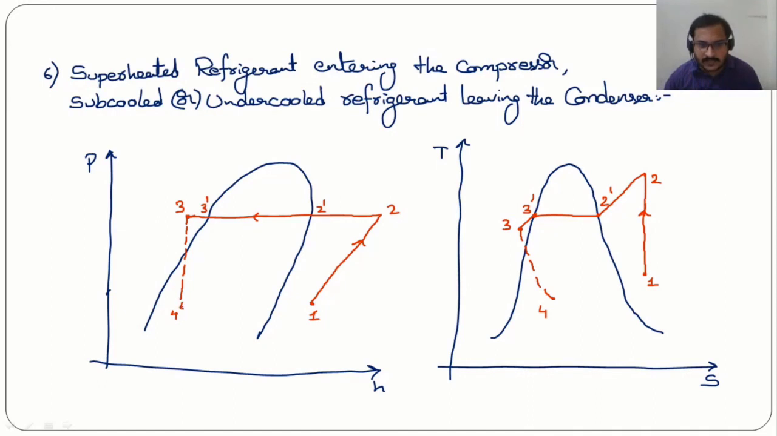Then 4 to 1, at constant pressure there will be vaporization in the evaporator. Then at saturation temperature there will be phase change in the evaporator, and after that superheating of the refrigerant takes place in the evaporator from 1' to 1. So this is how the pH and TS diagrams look.